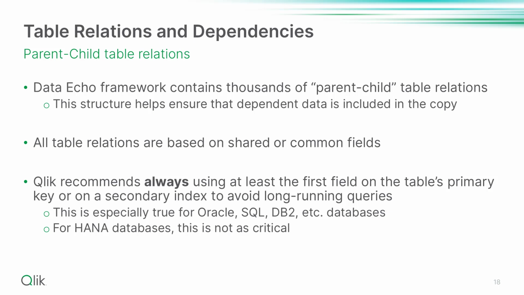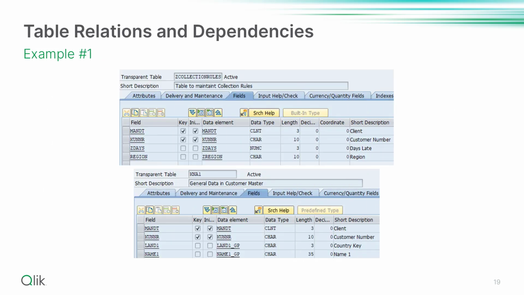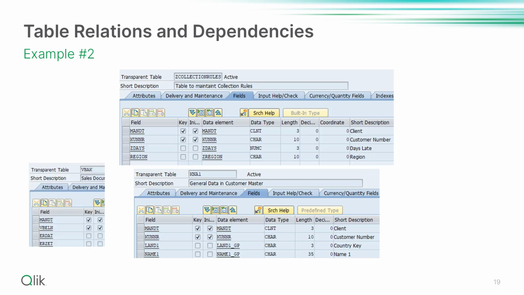Let us now explore a variety of custom table examples to see how they may be added into the Data Echo framework. In this example, we can see the table ZCollectionRules uses the primary key field of KUNNR, which stores the customer number. Therefore, this table should be mapped from table KNA1 since it uses the same primary key field.